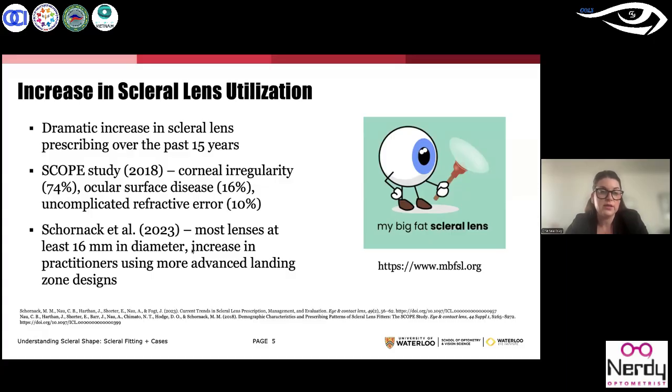Most lenses at this point are at least 16 millimeters in diameter. I find that there's a trend, at least with me and with the clinicians that I'm working with, to fit a little bit larger than we have in the past. A little bit more landing zone to evenly distribute the weight of that lens. So that's the trend that I've been seeing, at least in my fitting. And there's an increase in practitioners using more advanced landing zone designs. And if you haven't had a chance, there's an interesting patient and practitioner resource, My Big Fat Scleral Lens, that you can check out, and the website is there.